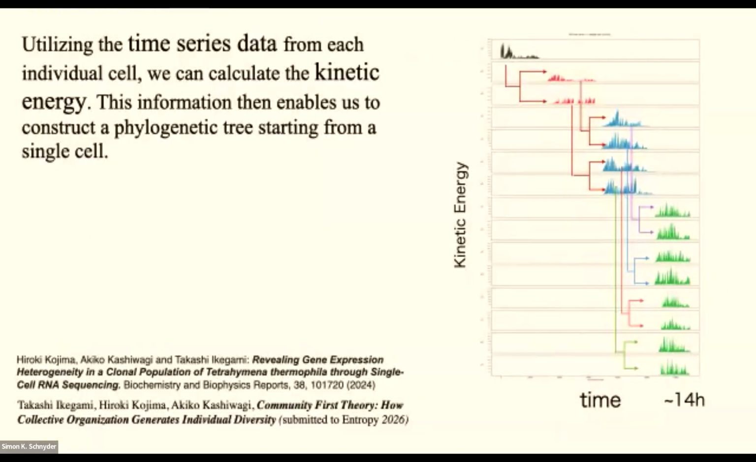And then, for example, utilizing this time series data for each individual cell, we can calculate kinetic energy and how it changes over time. That information enables us to construct a phylogenetic tree by how those cells are dividing into 2, to 4, to 8 and so on, right? And then how the kinetic energy time series changes over time.